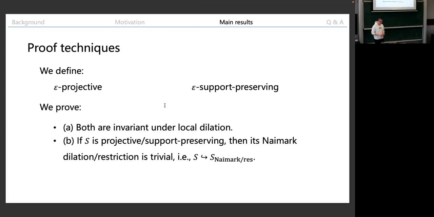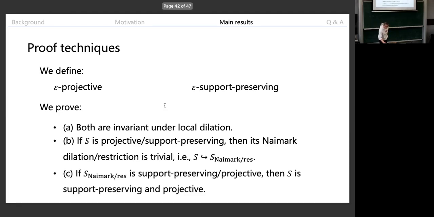And another thing that we show is that if your strategy is already projective or support preserving, then its Lyman dilation or restriction is trivial. Oh, okay. I just realized I forgot to define this notation beforehand. This hook arrow notation is basically the equivalence that I mentioned before. So the message is that if you already have, for example, a projective strategy and we apply Lyman dilation to it, then this dilation is basically trivial. You can understand it as attaching a trivial auxiliary and a change of basis. Yes, and so this is it.